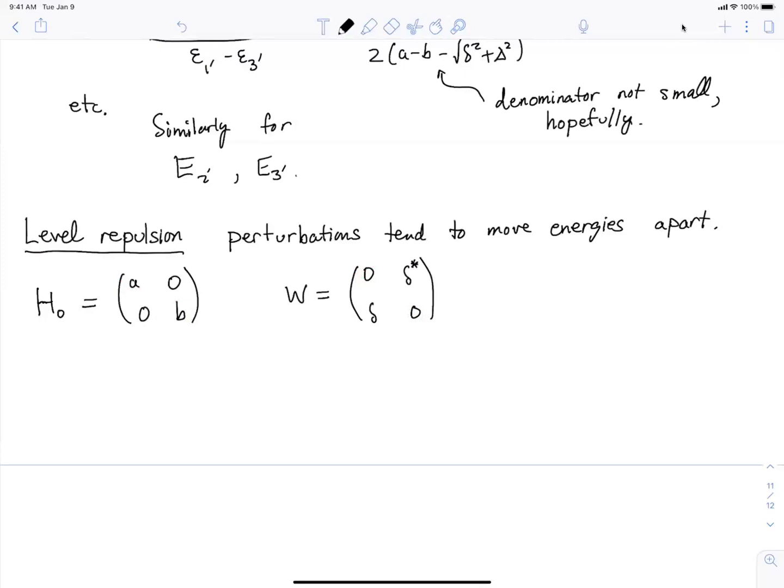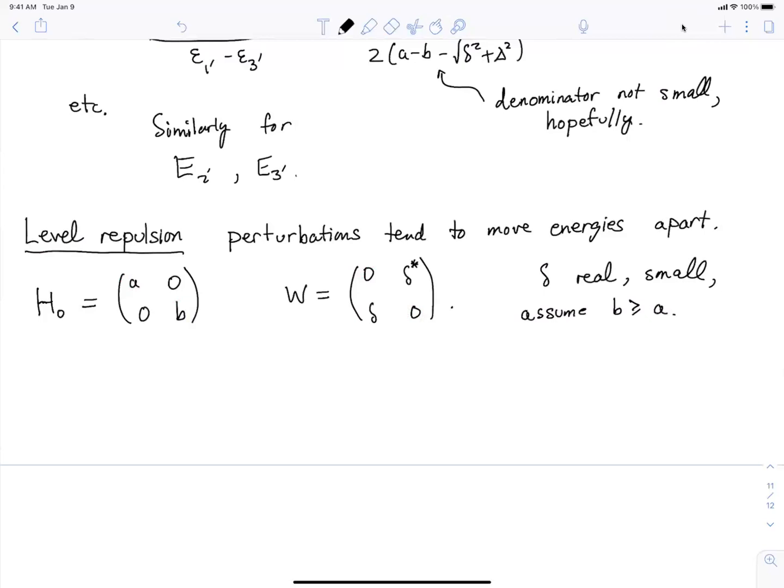Okay, but we'll just assume that delta is real and small. Okay, and A and B have to be real because they're on the diagonal to make this thing be Hermitian. And we're going to assume that B is greater than A, or at least greater than or equal to A.